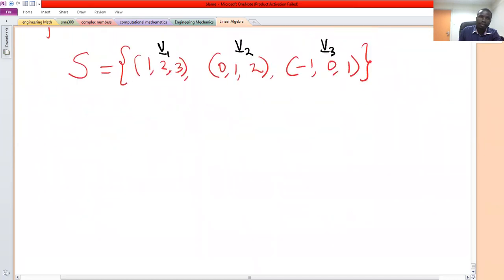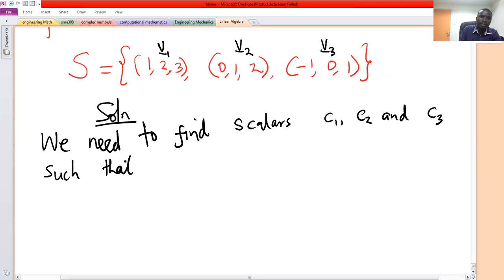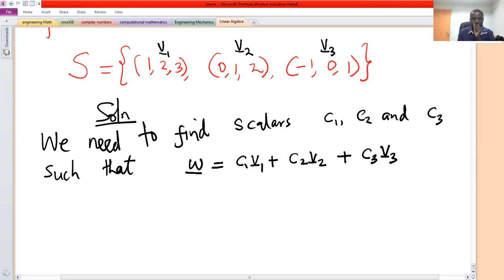So the problem would be, we need to find scalars C1, C2, and C3 such that this vector W can be written as C1 V1 plus C2 V2 plus C3 V3. This is the definition of a linear combination.